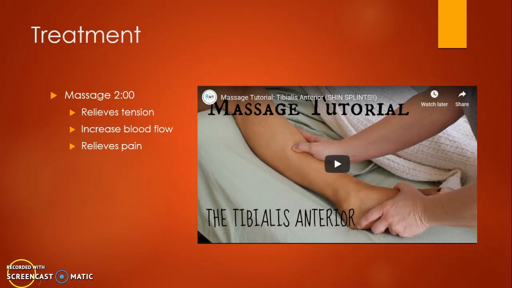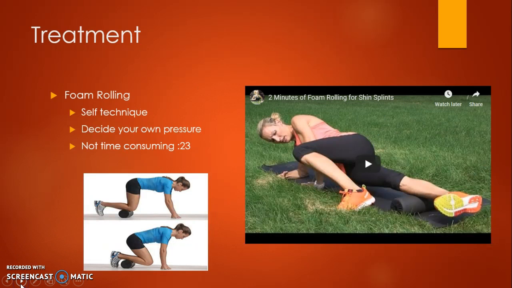So we're going to move into the next section of treatment, which is foam rolling. And foam rolling is really nice because it's a self technique and you get to decide your own pressure. It's also not very time consuming. So you can see this video, it says 2 minutes of foam rolling for shin splints, and I'm going to start a few seconds in.